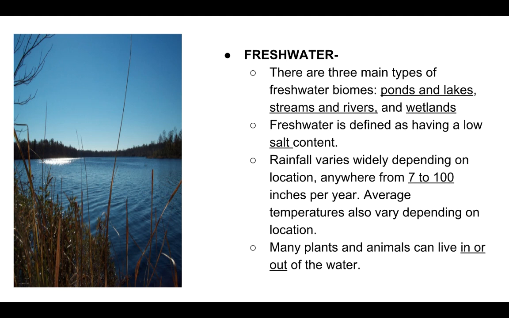Rainfall varies widely depending on the location, anywhere from 7 to 10 inches or 100 inches per year. Average temperatures also vary depending on location. Many plants and animals can live in or out of the water. So frogs, toads, turtles, all of those things, a lot of those animals have adapted to be able to either live in or around the water.